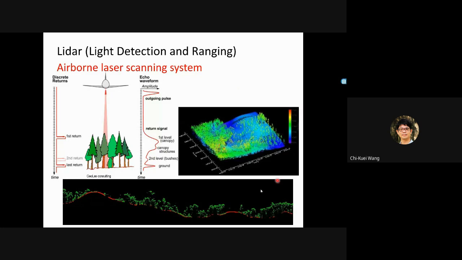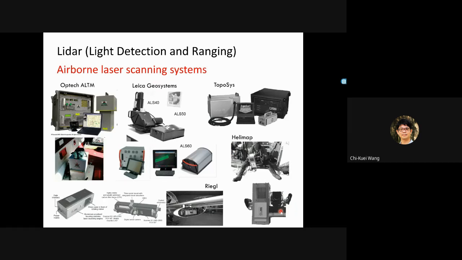As you can see, usually the data looks like this. This is a forest area. You can tell there is forest canopy, single trees in this area, and dense vegetation in this area. If you cut a profile through it, you will see the penetration is very good. We can see the ground, and also the vegetation. So this is a good example. Now here I show some examples of airborne laser scanners.